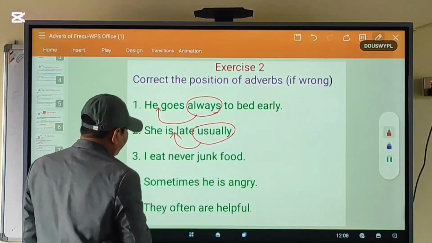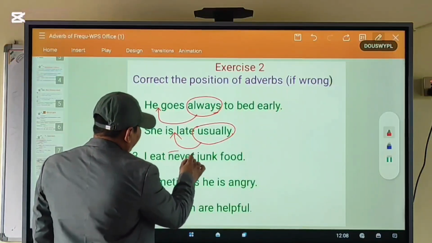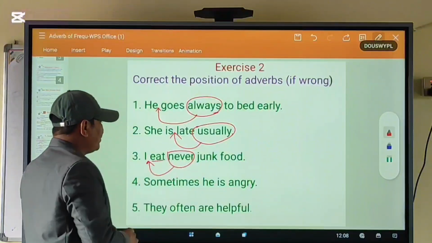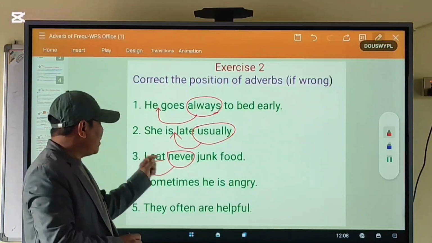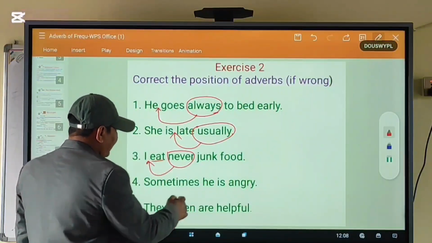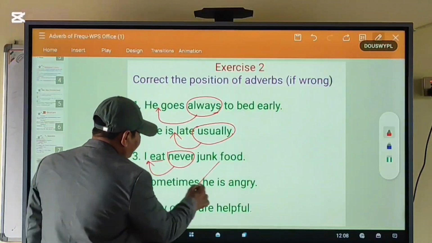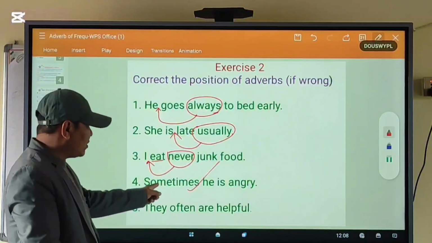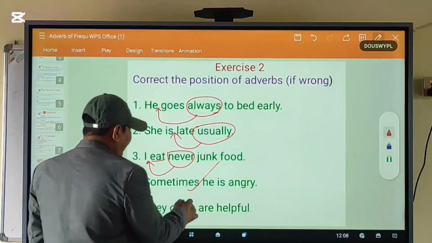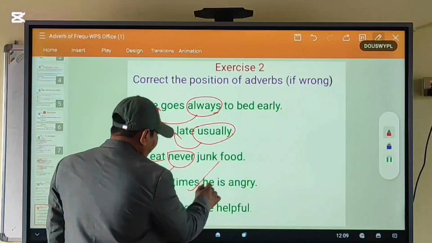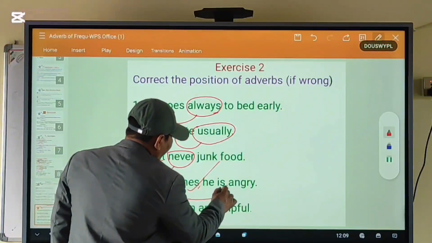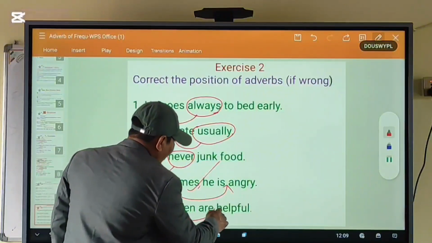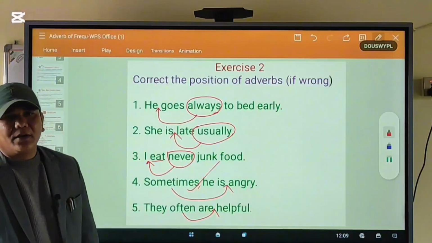I eat never junk food. I never eat junk food. Why? Because we always use it before the main verb. Sometimes he is angry. This is correct. Or we can say he is sometimes angry. This is correct. They often are helpful. They are often helpful. Okay? Okay, this much for today.